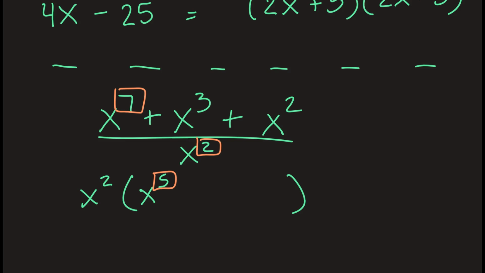So then the next one is the x. What is 3 minus 2? x to the first power. And what is 2 minus 2? 0. What is anything to the 0 power? 1. X squared divided by x squared is just dividing itself, and anything divided by itself is 1.